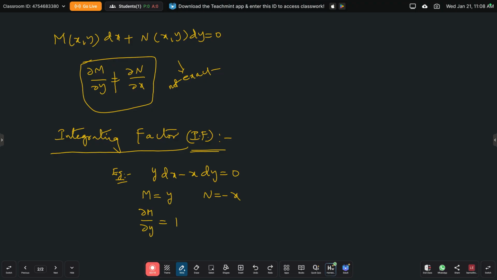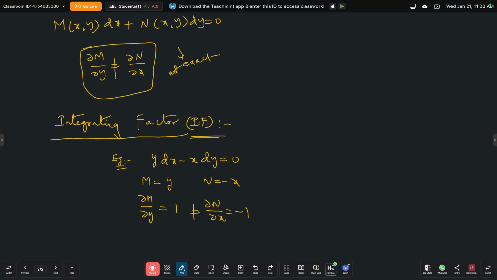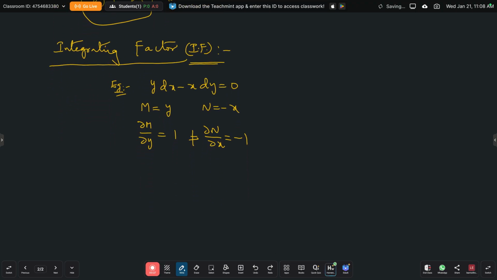What is ∂M/∂y? 1. What is ∂N/∂x? It is minus 1. So what we observe is ∂M/∂y not equal to ∂N/∂x. Therefore, this differential equation y dx minus x dy is equal to 0 is not an exact differential equation. Now, what is our definition of integrating factor? We will find some factor which when multiplied to a differential equation makes it exact.